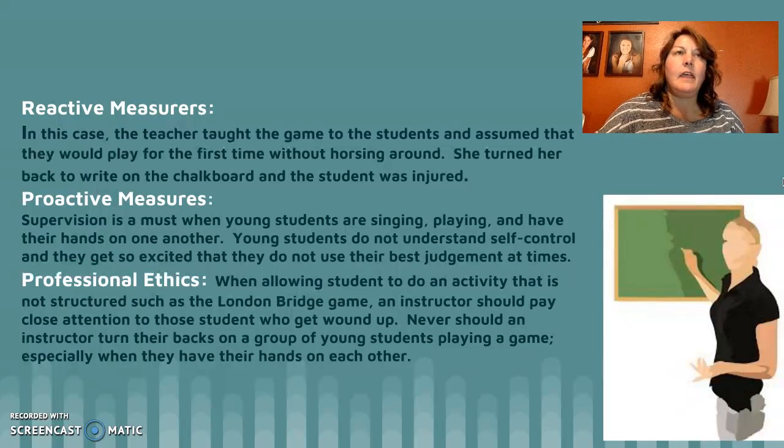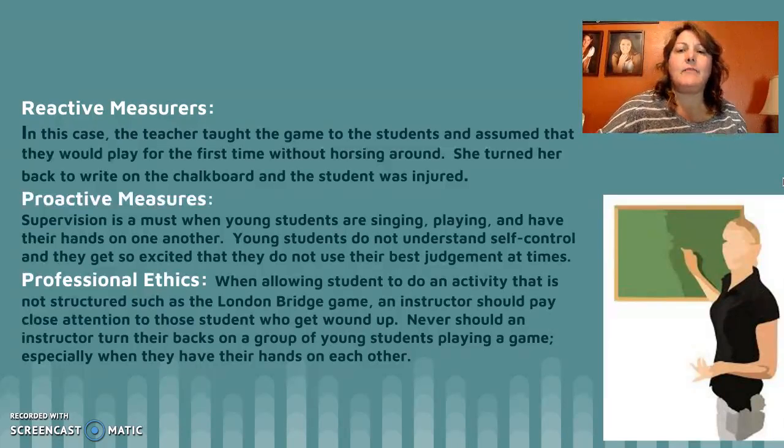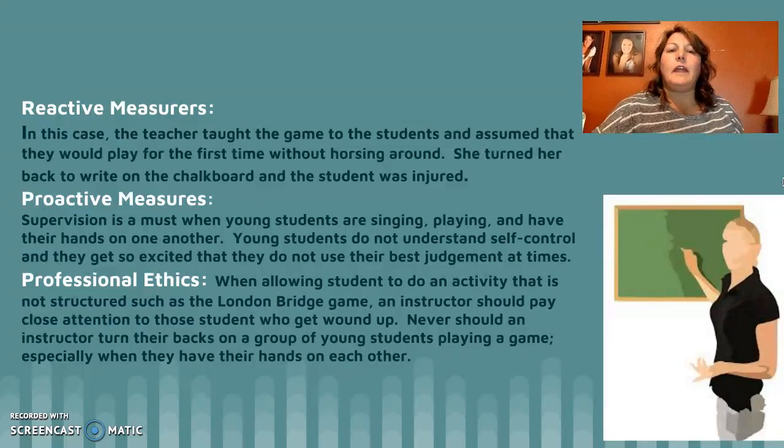And I have taught elementary music before. It's very difficult because it's an unstructured classroom, and you want them to be able to get up and sing and dance and have fun. But on the other hand, when they start putting their hands on one another, students do not understand self-control at that age, and they get excited and they don't use their best judgment at times.